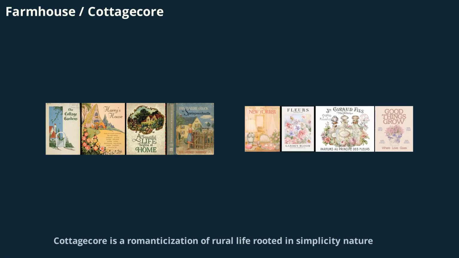Cottagecore is a romanticization of rural life, rooted in simplicity, nature, and slow living. It often uses handmade textures and vintage rural motifs. Farmhouse adds a rustic American countryside twist. Core elements are florals, gingham, wood textures, antique finishes, and serif or hand-drawn type. The mood is cozy, nostalgic, and wholesome, perfect for lifestyle blogs, recipe sites, or rustic home brands.